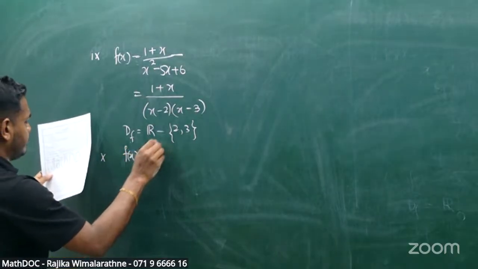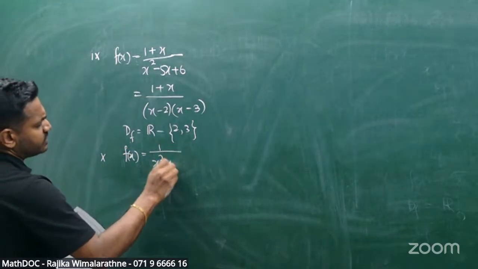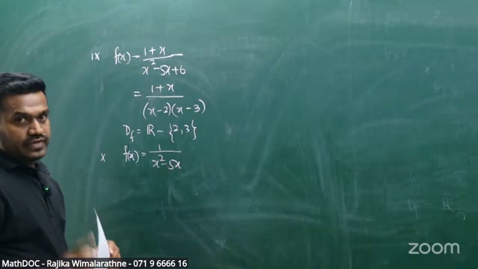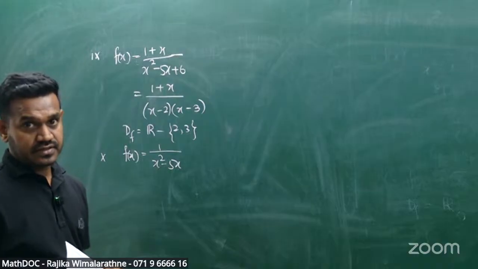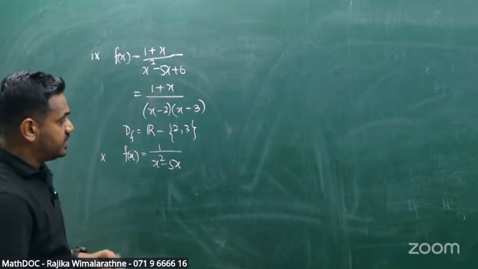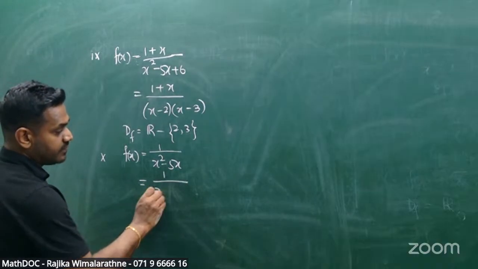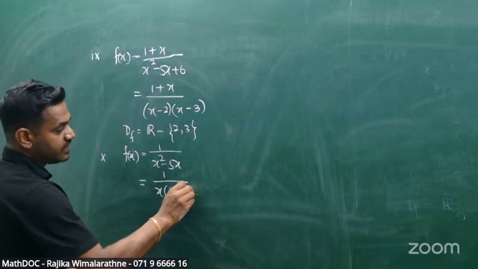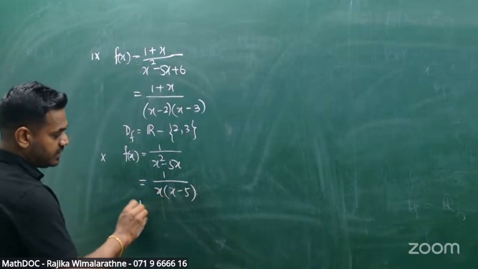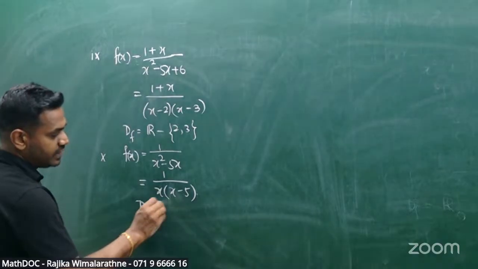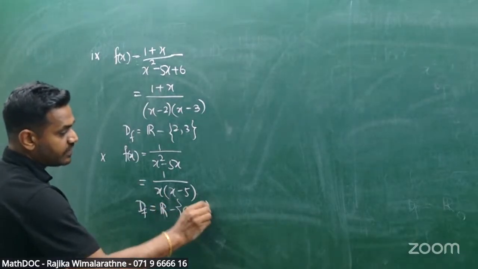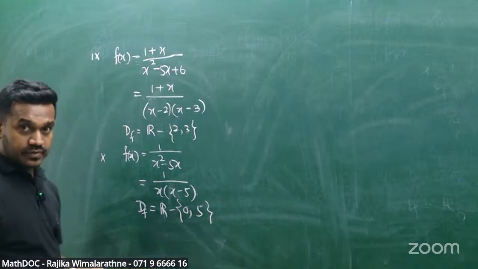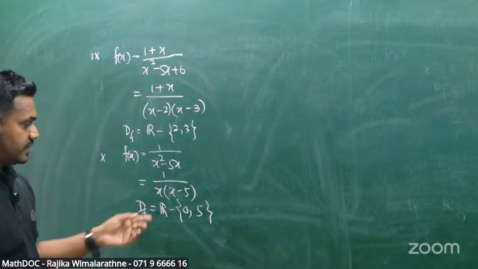f(x) = 1 / (x² - 5x). So if you have rational functions, definitely you have to factorize the denominator. Then take x outside: x(x - 5). Now we can see the factors. Then the domain is usually the real set, and remove 0 and 5. That's how we get it.